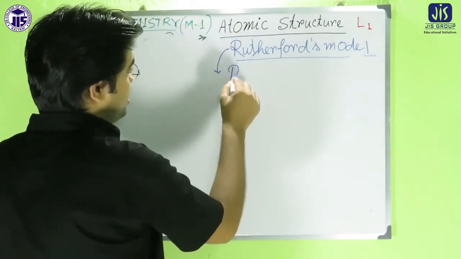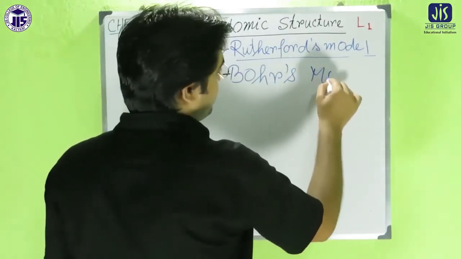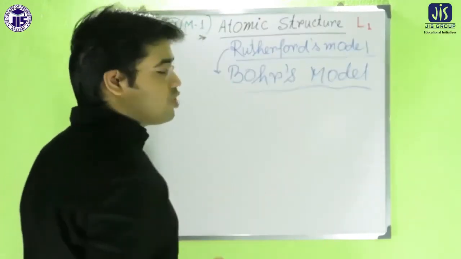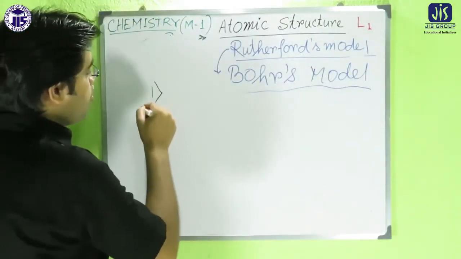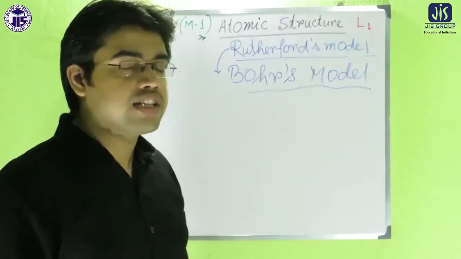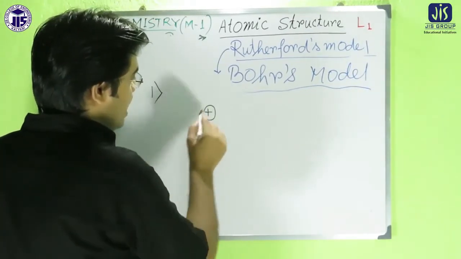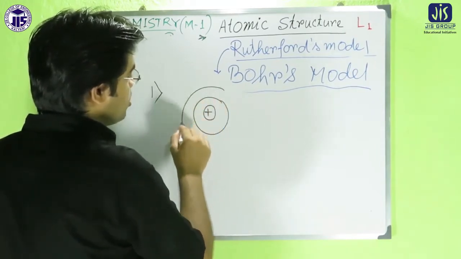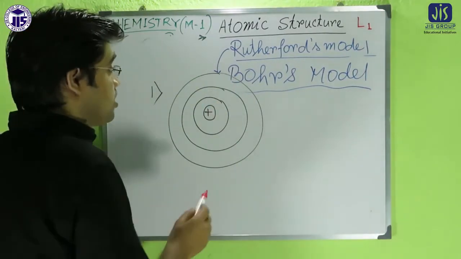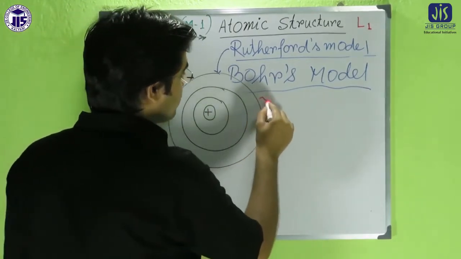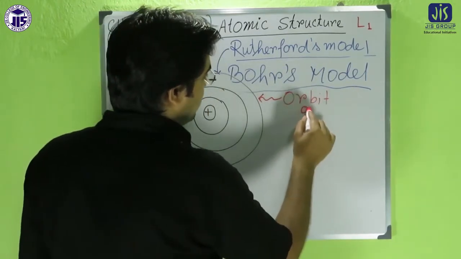So after Rutherford, Niels Bohr came to the field and he proposed the Bohr's model. Now what is the Bohr's model? According to the Bohr's model, Bohr told that electron will revolve around the nucleus only under particular pathways. There must be some kinds of pathways, and these pathways are called, according to Niels Bohr, orbit or particular energy level.